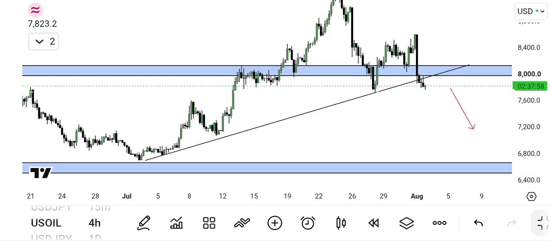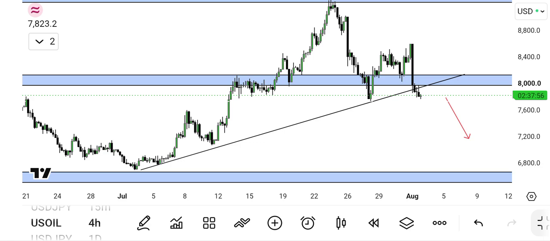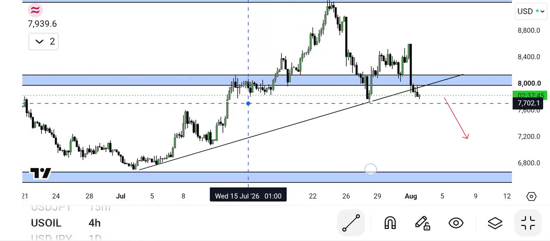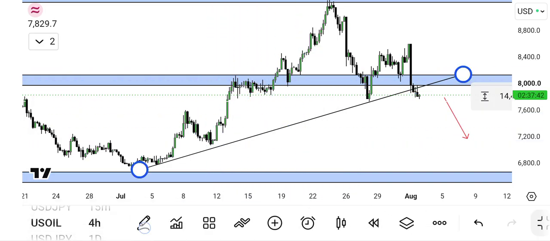Alright, so on the 4-hour time frame, what can you see? You could see that the market was creating a series of higher highs, higher lows, higher highs, higher lows, higher highs, higher lows. Then it immediately changed direction at this point here. It was creating a series of higher highs, higher lows, higher highs, higher lows.